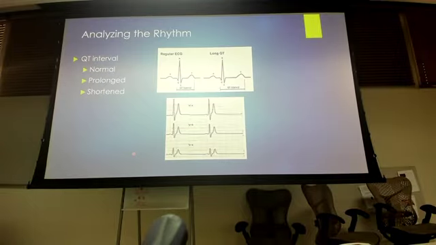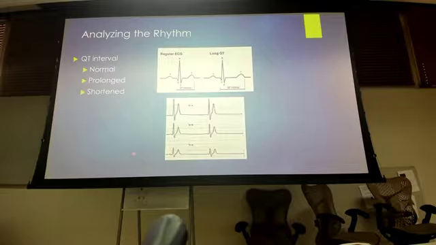QT interval, you guys already know that you need to know the numbers, 350 to 450, 360 to 460. And you need to know it should be less than half of the R to R. Okay, but we want to know, is it normal? Is it prolonged? Prolonged QT interval is not good. These patients have a high likelihood of a fatal arrhythmia. Okay, something like a torsades. And sometimes they can come out of it, and sometimes they can't.